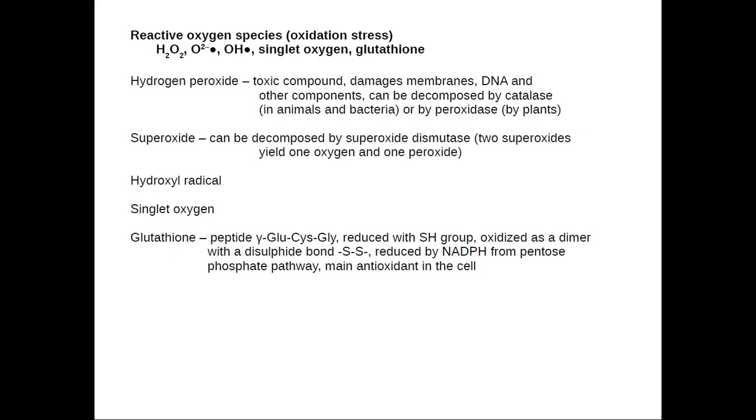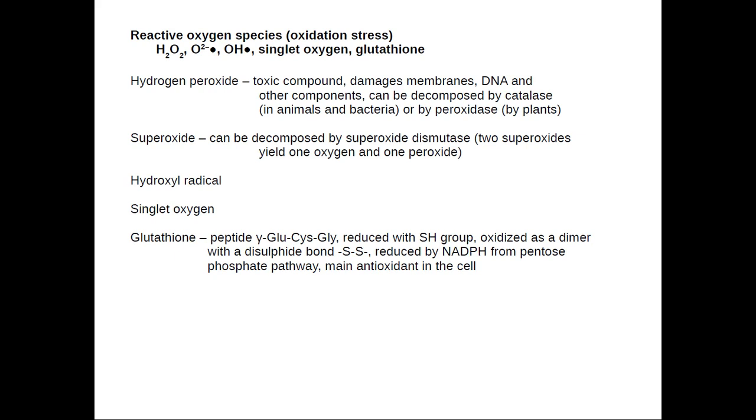For example, hydrogen peroxide can be toxic because it damages membrane structures, it can damage DNA, and it can damage some other components. So cells have developed some tools to fight these reactive oxygen species. In animals and in some bacteria, hydrogen peroxide is usually decomposed by the enzyme called catalase.